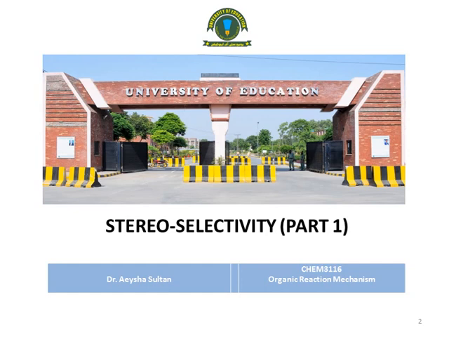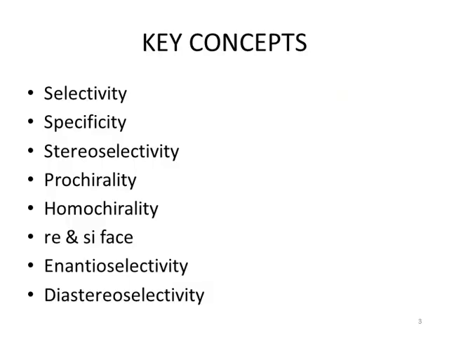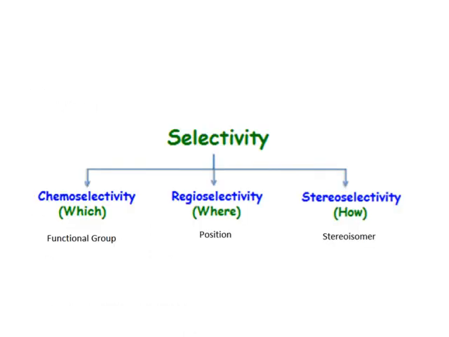So for the course of organic reaction mechanism, today we shall discuss stereoselectivity. The key concepts which we shall discuss are stereoselectivity and specificity, and then some advanced terms like prochirality, homochirality, Re and Si faces, enantioselectivity and diastereoselectivity.